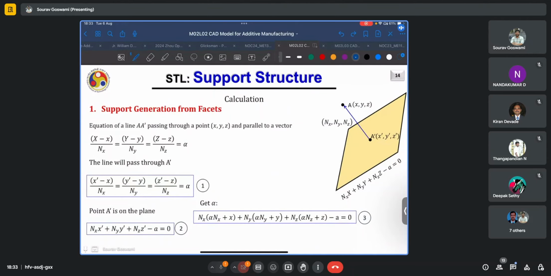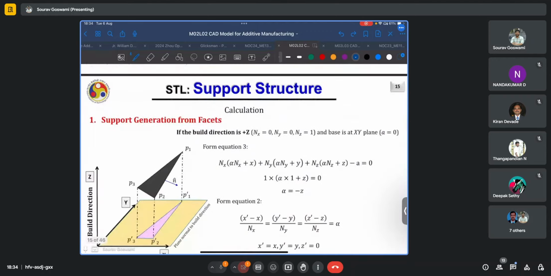So now we looked at what supports are, when they are needed, and how we calculate when supports may be required for a structure. Once that is done, we aim to generate these supports from the facets, and the mathematical framework for that is illustrated here. I'll not go through this derivation again.